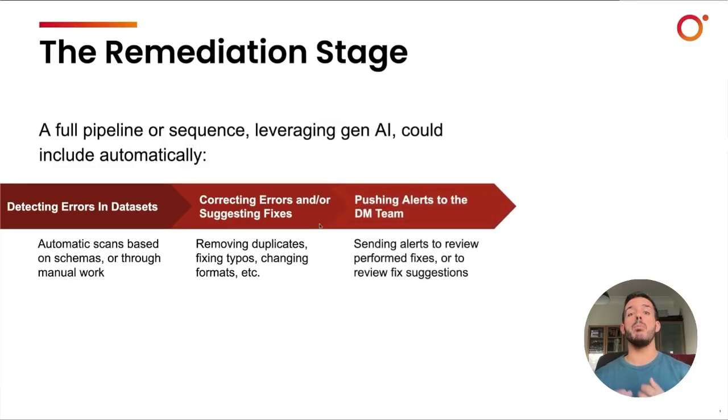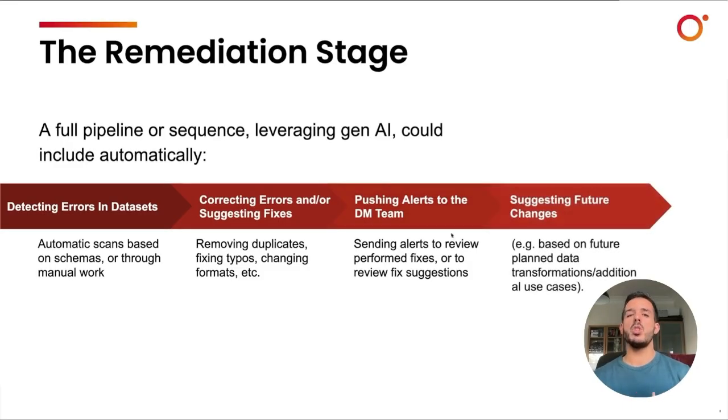Then a third step could be pushing that for review. That is, whether the LLM actually fixes that dataset or doesn't, it then pushes out an alert to the data management team saying, hey, either you have to fix this dataset or I have fixed this dataset, please review the changes. So pushing a ticket to the data management team to actively review something, if you will, or just to actually perform the task with some suggestions.